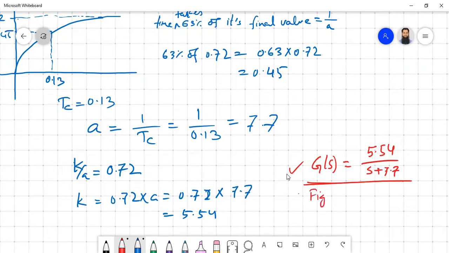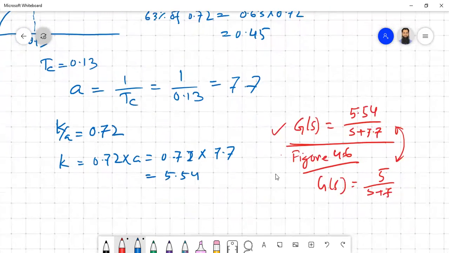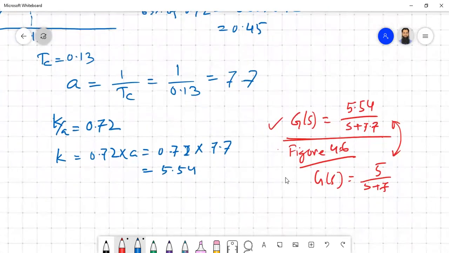figure 4.6 was actually G(s) = 5 / (s + 7). So as you can see, they're almost comparable. So by having that step response, you can actually predict very closely what should be the approximate transfer function of your first order system. So it's not that complicated.